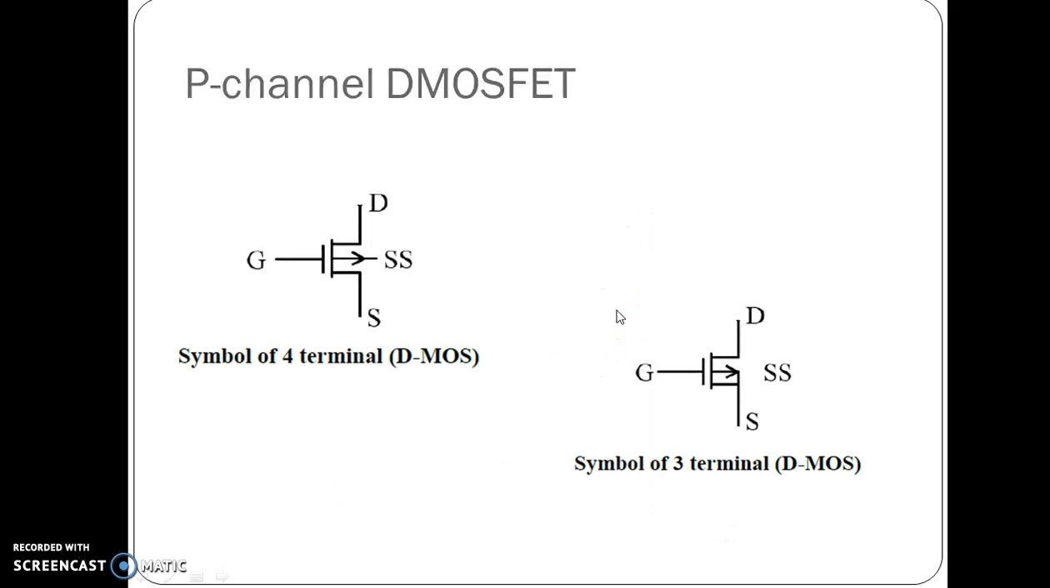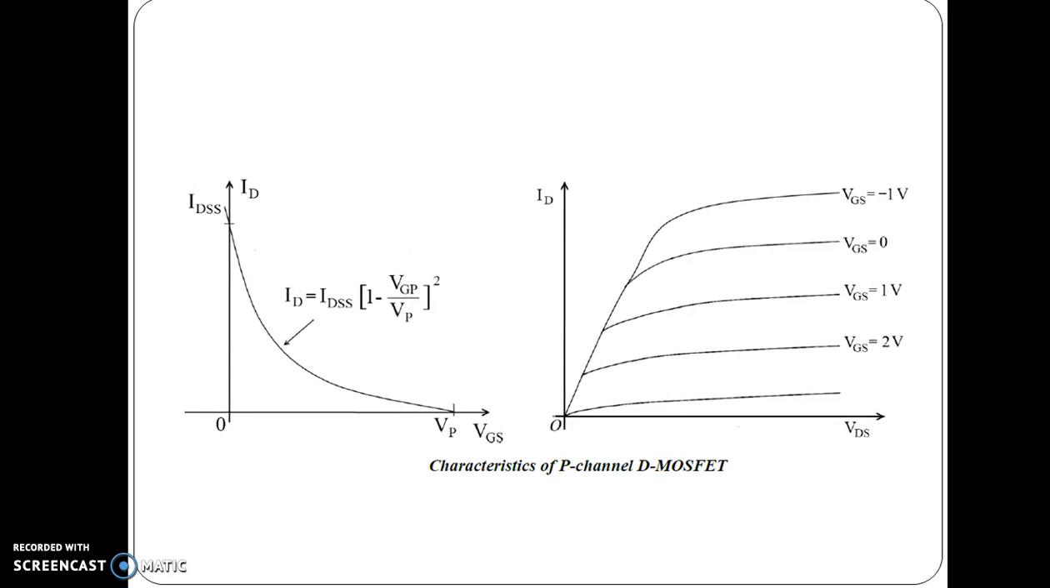This is the P channel MOSFET symbol for 4 terminal and 3 terminal. Here you can observe the direction of the arrow is opposite as compared to the N channel DMOSFET. These are the characteristics of P channel DMOSFET.